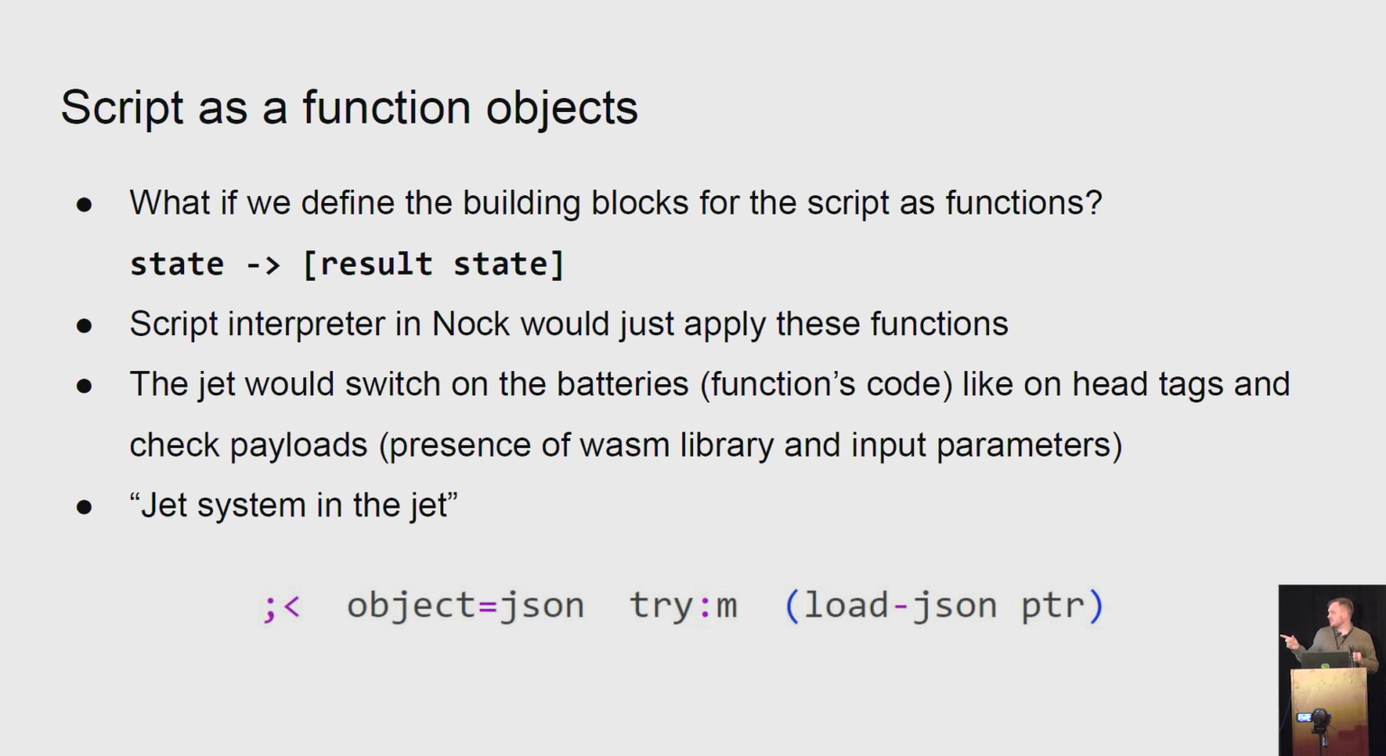Well, the jet would, and this is kind of interesting, the way I made it is that we switch over different batteries that we have. The batteries are the code that we have in this function object. And we switch over this code as if it was just a head tag, until we get a match. If we get a match, we check that the payload, that's the data part of this function object, is well formed and that we have arguments inside of it, and we extract them and use them in order to operate with the Wasm state. Well, that's basically like having a jet system within the jet, right.